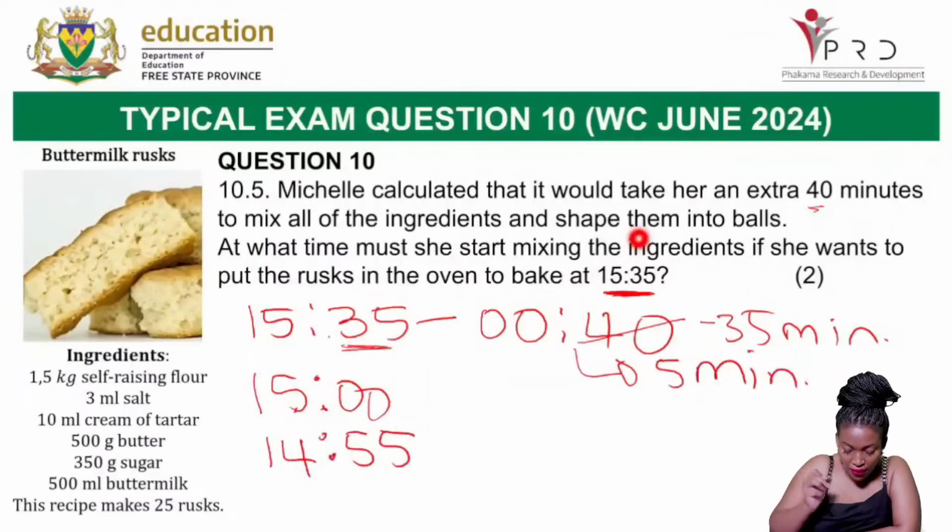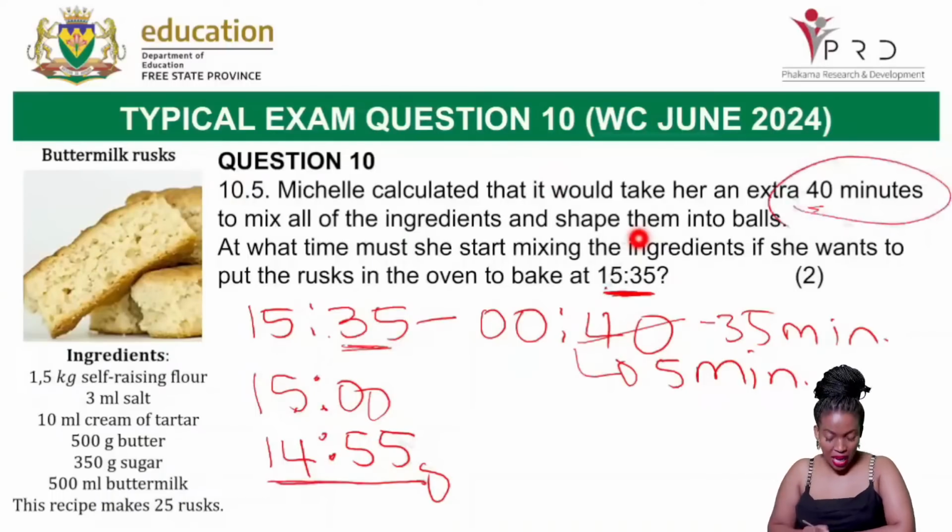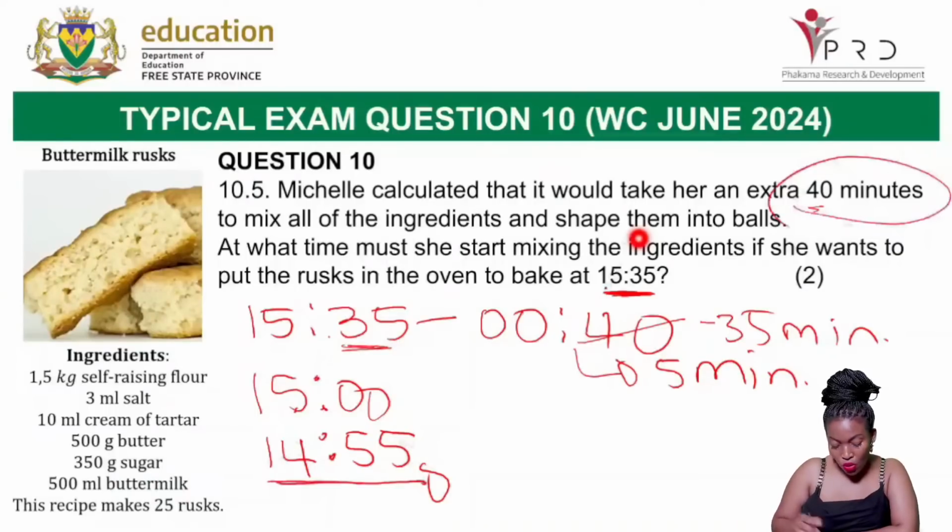Which is 5 to 3 o'clock. So this is the time whereby this person must start mixing the ingredients. She must mix the ingredients at 14:55 for 40 minutes, so that by 15:35 she is done. Then she can start baking. You can do it like this, or you can do it on your calculator. Either way, we must all end up at the same answer.